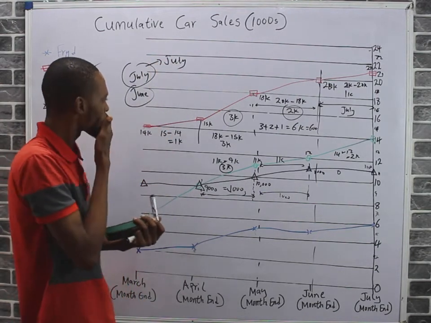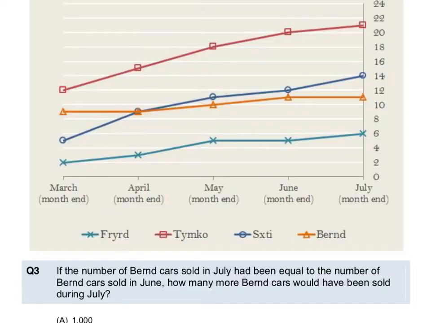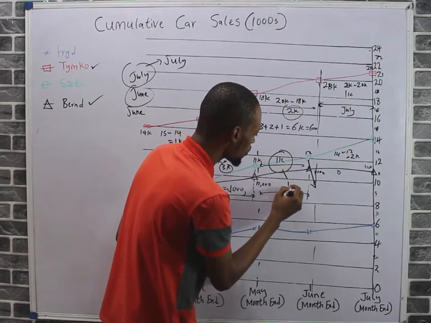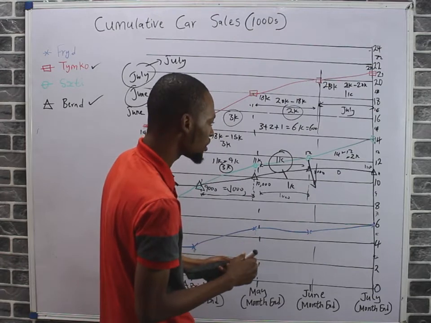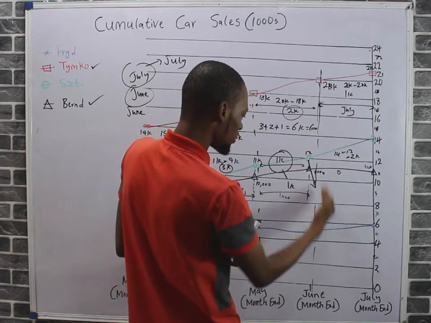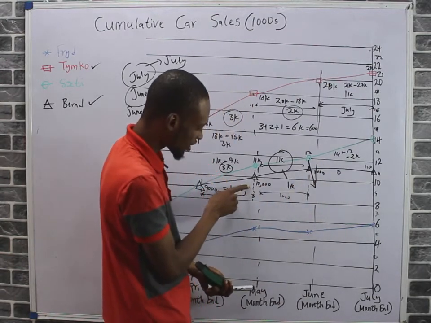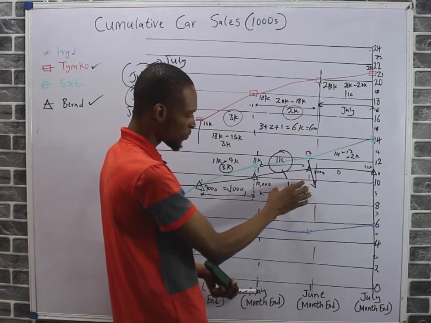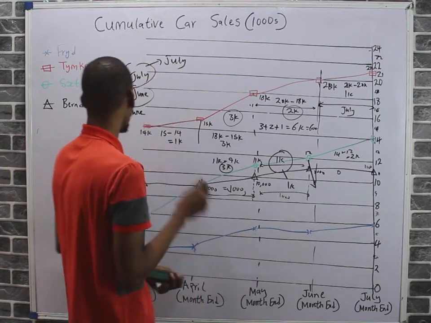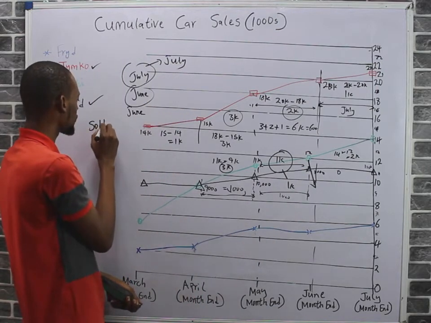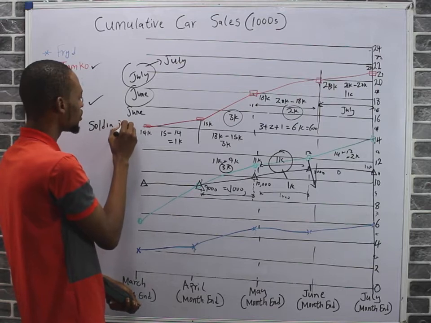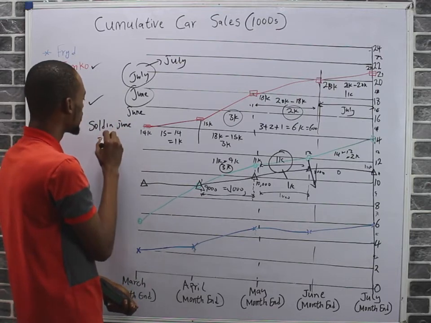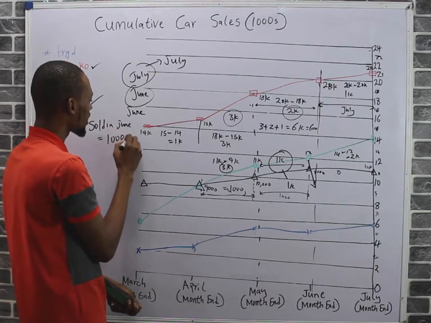Before we look at that, let us check the number of cars they sold in June. In our earlier solving, we arrived at in June, Bernd car sold 1k units, which is 11,000 at the end of June minus 10,000 at the end of May. So that is the amount they sold in June, which is 1,000 cars. So cars sold in June is equal to 1,000 cars.